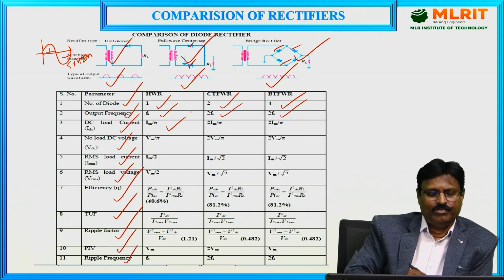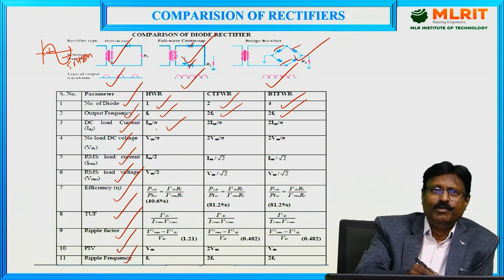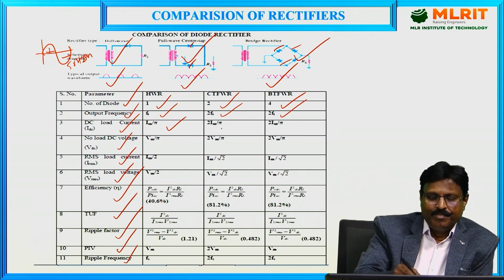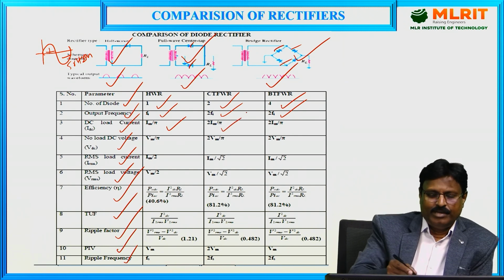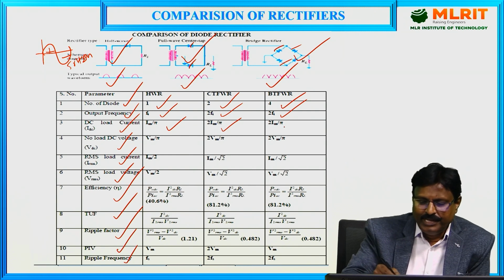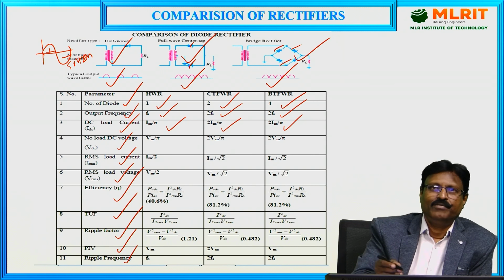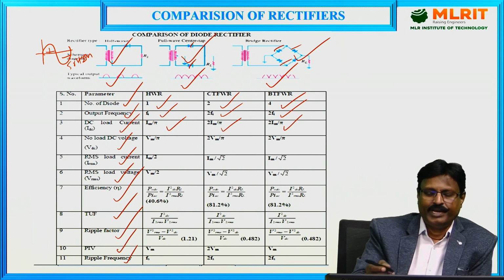If it is a half wave rectifier, IDC will be Im by pi, where Im is the peak value of the current, and if it is a center tapped full wave rectifier, the value will be 2 Im by pi. The same thing applies to the bridge rectifier also. Why? Because the bridge rectifier comes under the category of full wave rectifier.